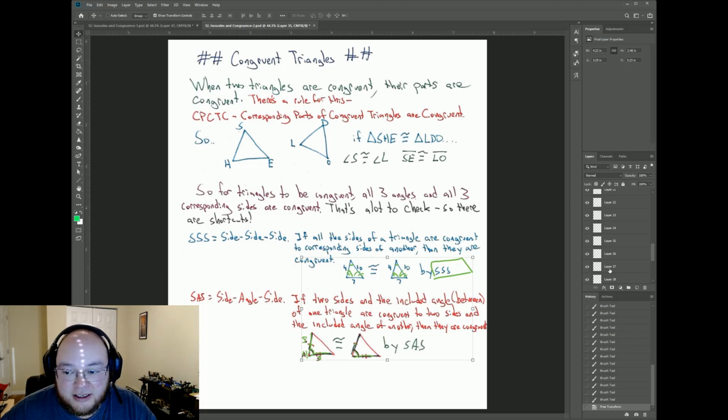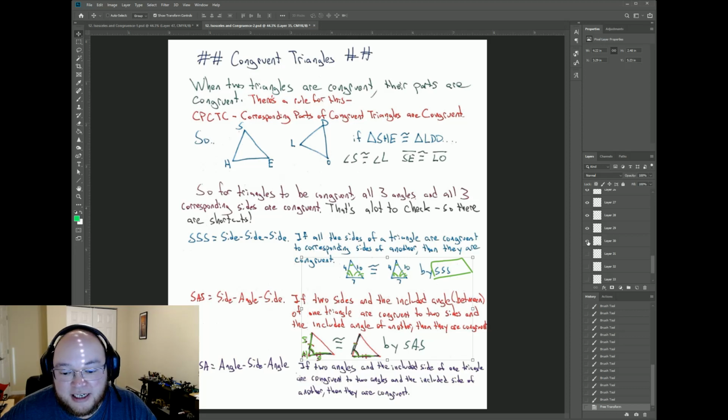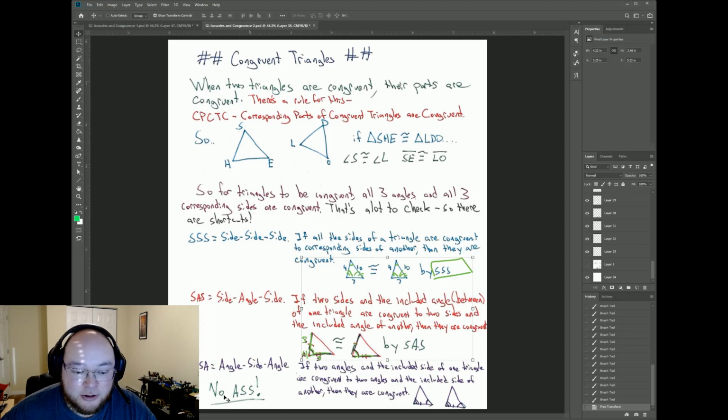by side angle side. And then we have another one which is ASA, which I'm sure you've got the pattern now, stands for angle side angle. If two angles and the included side of one triangle are congruent to two angles and the included side of another, then they are congruent. So this is kind of the opposite of what we just did. We have two angles that are the same, and then the side between them is congruent, so we could say they are congruent. And I say no A-S-S here because angle side side does not work.